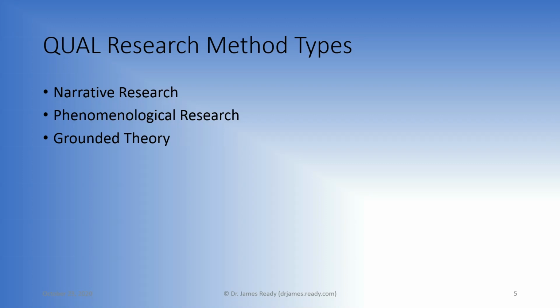Grounded theory research, which is derived from sociology, involves a researcher generating an abstract theory of a process, action, or interaction based on views of the participants. Data is generally collected from participants through multiple in-depth interviews.